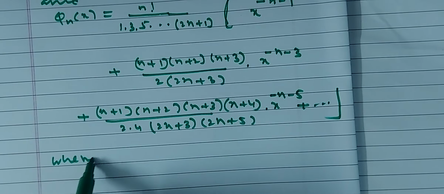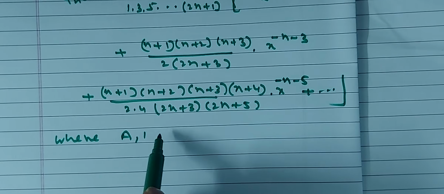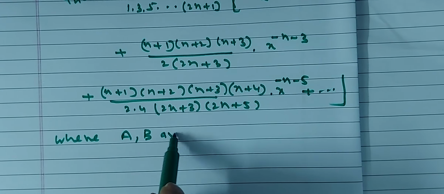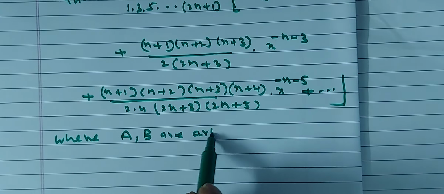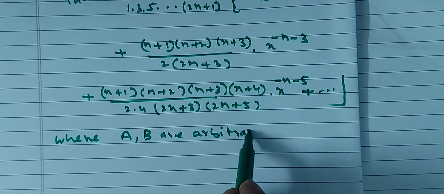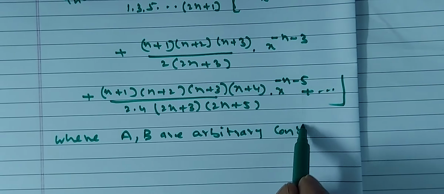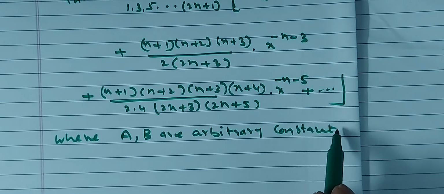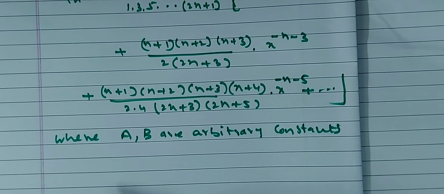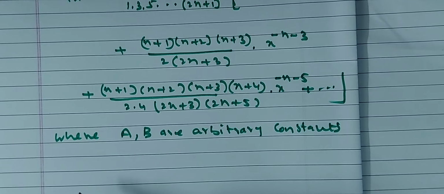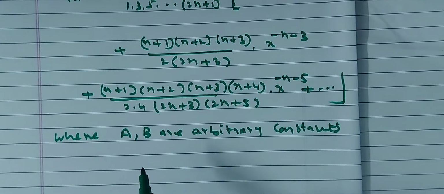Where capital A, B are arbitrary constants. Actually, the solution of Legendre's equation is in the previous page. y is equal to a into Pn of x plus b into Qn of x. So that a, b are arbitrary constants, and Pn of x, Qn of x we have written.